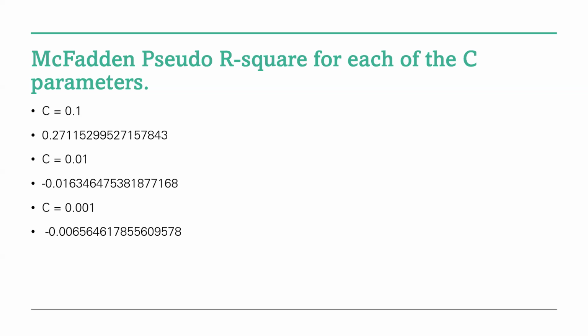McFadden pseudo-R-square for each of the C parameters. For C 0.1, the model explains about 27.1% of the variability in test results. For other values of C, the model performs worse than a simple average model. It helps in overall identifying important symptoms, guiding healthcare decisions, understanding COVID-19 patterns, and improving diagnostic accuracy.